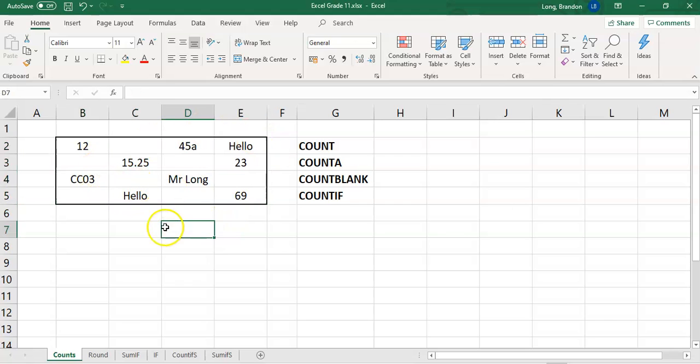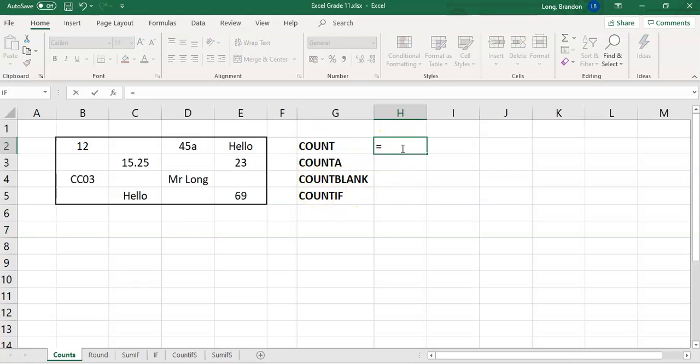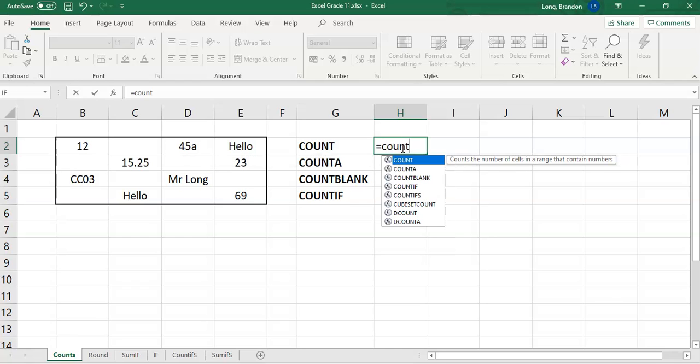So you can see a whole bunch of things here, and we've got four count functions we want to go through, and we're going to see how they work and what the results are. So we're going to start off with the count function. When you type in equals and then count, what's nice is it actually tells you what that function does: it counts the number of cells that contain numbers. So that's the key thing about a count.